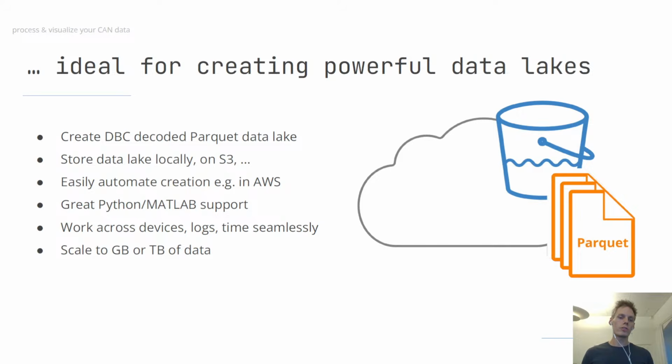It's cool because you can store this data lake locally or on S3. You can have essentially a ton of data in here, and you can easily automate the creation of this data lake, in particular if you are within AWS, for example, which most of our CANedge2 and CANedge3 customers are. Parquet files have great support in Python and MATLAB, and they are ideally suited for out-of-memory operations. And if you have a couple of devices and have worked with the CANedge, you'll know that you quickly hit the memory limits, because you're not, again, recording a single gigabyte of data. You might be recording terabytes of data that you need to work with.